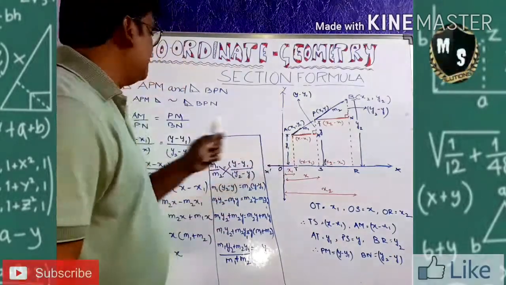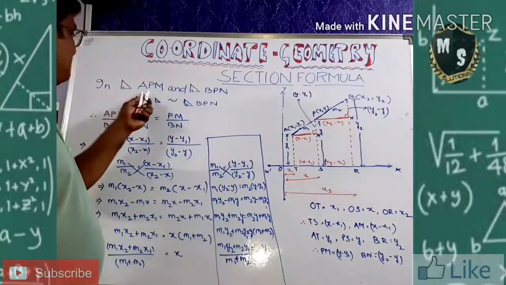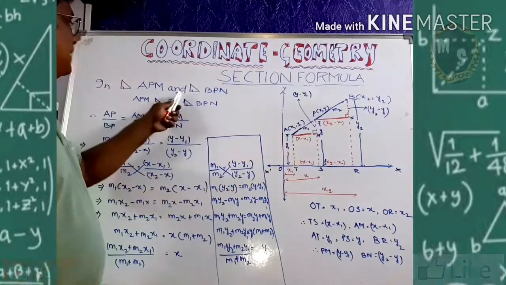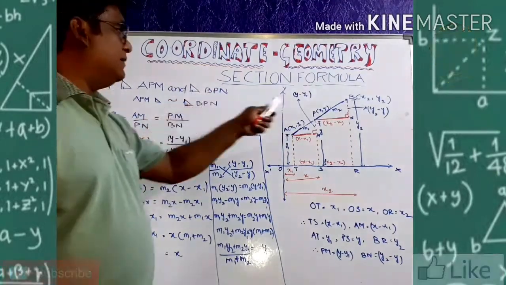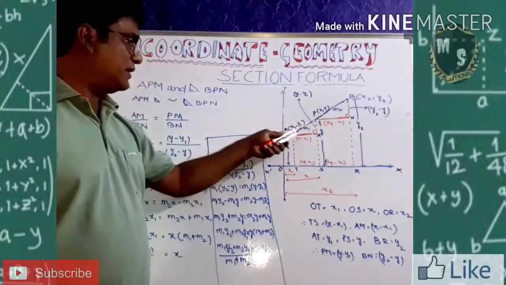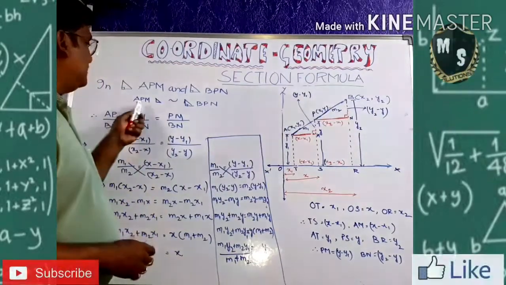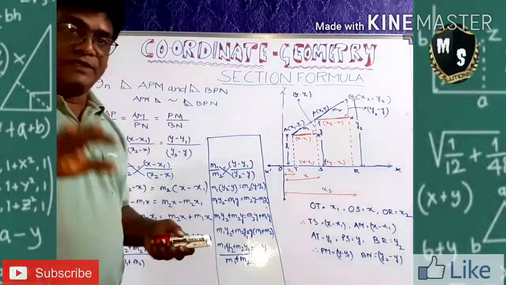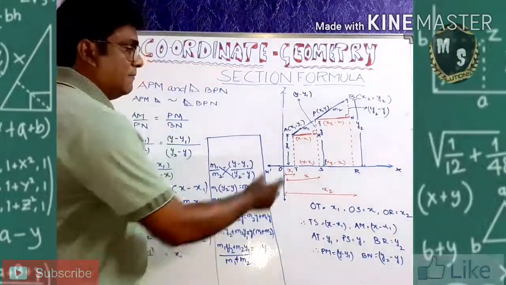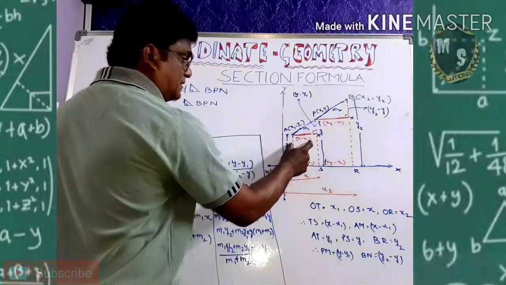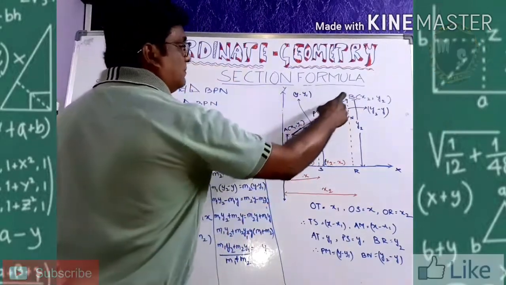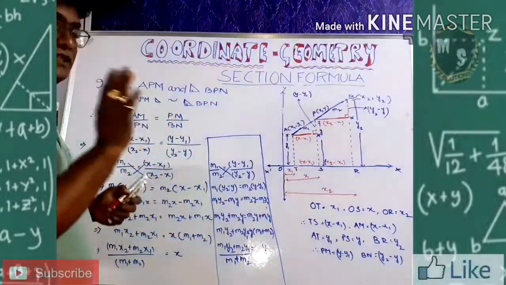Look at this. I did it in triangle APM and right angle triangle BPN. So this is one triangle and this one is another triangle. In these two triangles, I said these two triangles are similar. If they are similar, what is the similarity property? The sides will be in same ratio. That means base by base, perpendicular by perpendicular, hypotenuse by hypotenuse. Understood now? This is the similarity property.